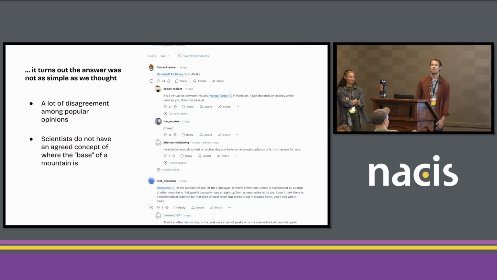There was a lot of disagreement, not even among climbers, but also among scientists. So we know where the top of the mountain is, but defining the base of a mountain is something that's really hard. Is it the glacier below? Is it sea level? Is it even below sea level? So this is a screenshot of a Reddit thread, one of many of people arguing, oh, it could be this one, no, it could be this one.